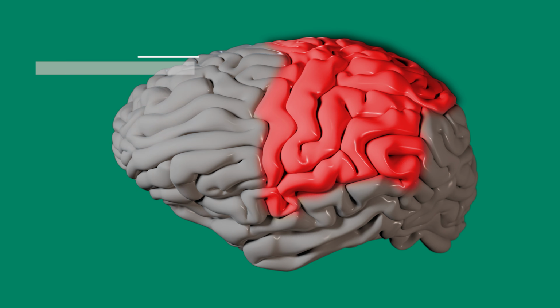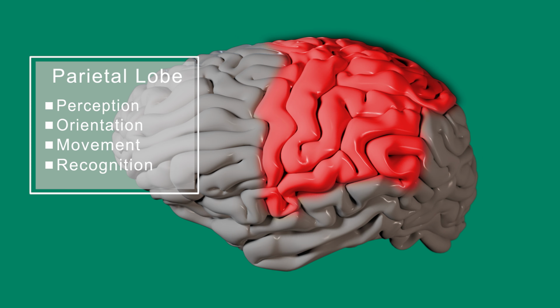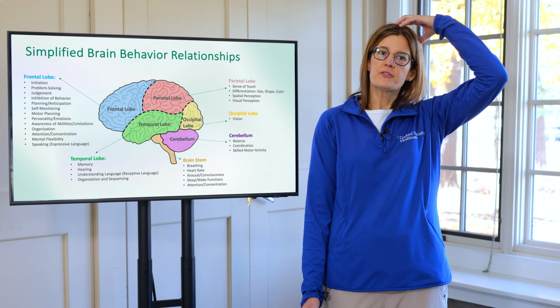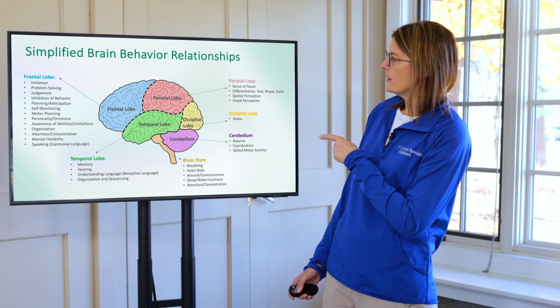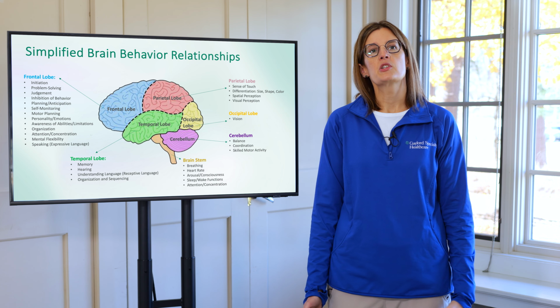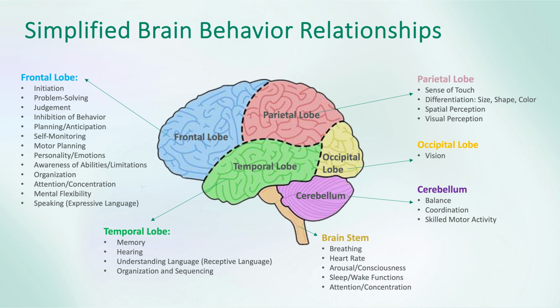Next region of the brain we're going to talk about is the parietal lobe, and that region sits just sort of behind the frontal lobe. You'll see there in red on the screen for you. This particular region of the brain is responsible for a lot of sensory information, and so your ability to differentiate between size, shape, and weight of objects is controlled in this region of the brain, as is your ability to demonstrate good spatial and visual perception.